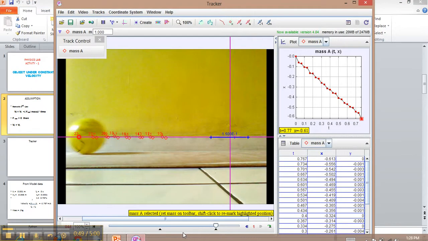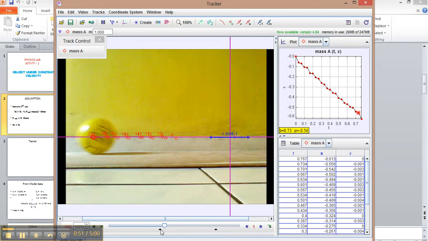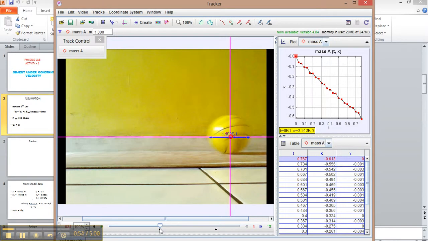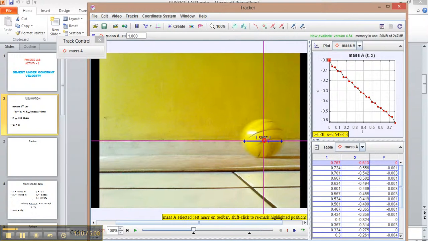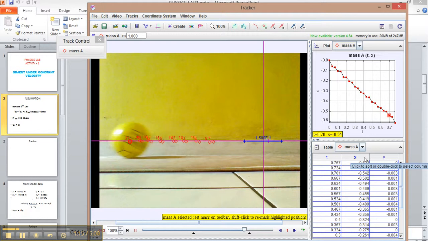I recorded a video and I put that into Tracker to get the information. So I used a plastic ball of mass around 0.1 kilogram, and I set the axis in the negative x direction. So as you can see, when the object is moving in the negative x direction, the time and the position is being recorded.